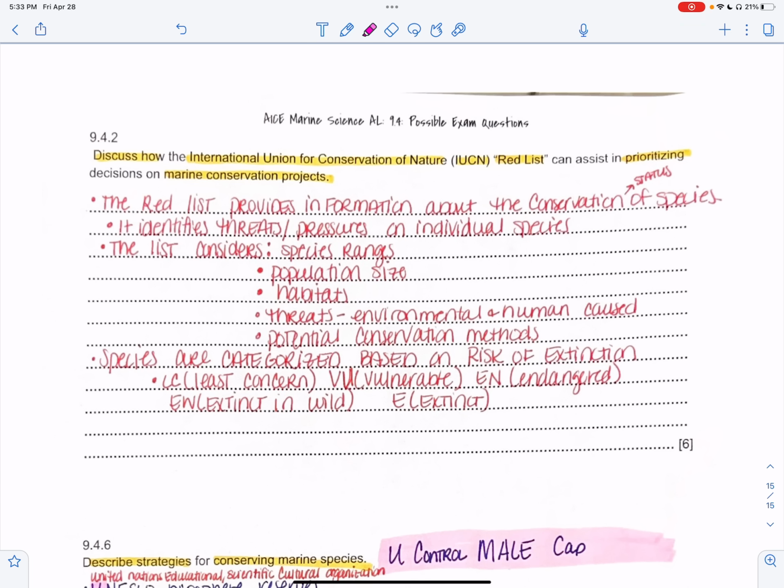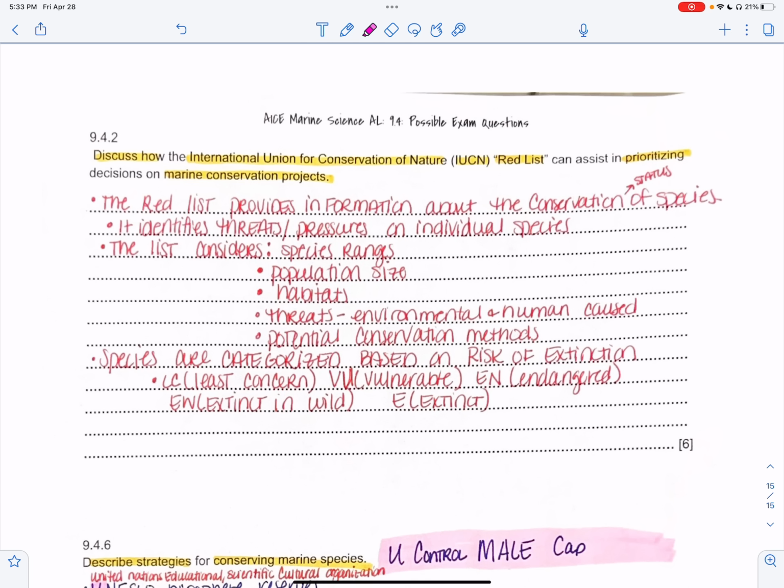And I just called this 6 marks on a whim, based off the syllabus and my professional experience. So I said the Red List provides information about the conservation status of species and can identify threatened pressures on individual species. The list considers species ranges, population size, habitats, threats (both environmental and human caused), and potential conservation methods. Species are categorized based on risk of extinction: least concern, vulnerable, endangered, extinct in the wild, and then extinct.